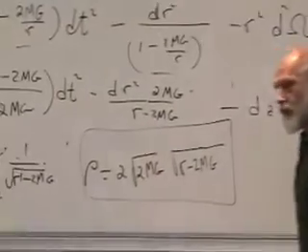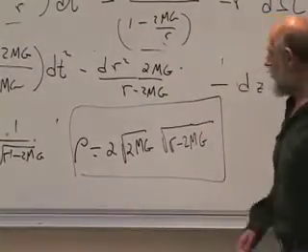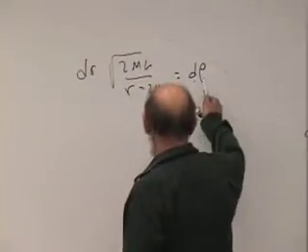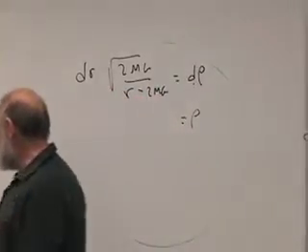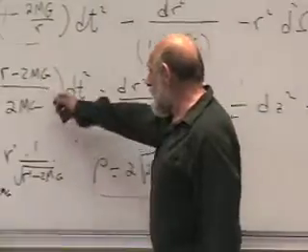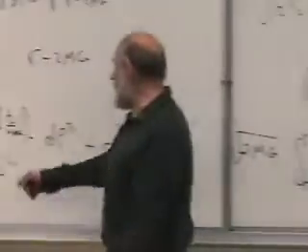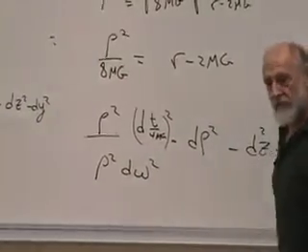That gave me a new coordinate rho, which simplified this term. The main point was it simplified this term. Why did it simplify it? Well, dr times this piece of stuff over here is just equal to d rho. So this just becomes d rho squared. This, on the other hand, was also not too complicated. It just turned out to be rho squared divided by 16 m squared g squared.